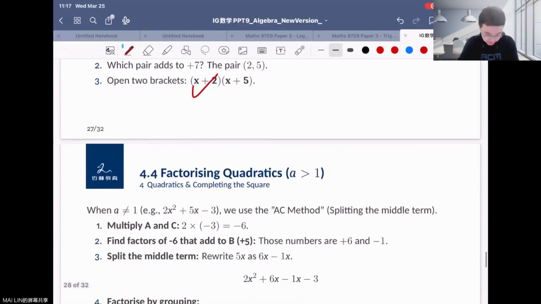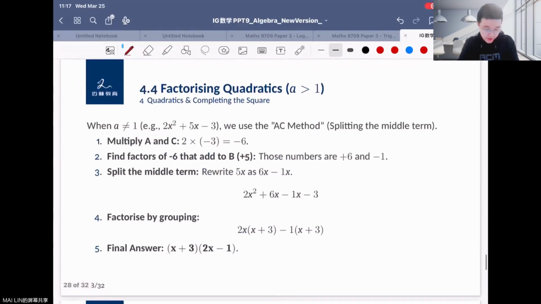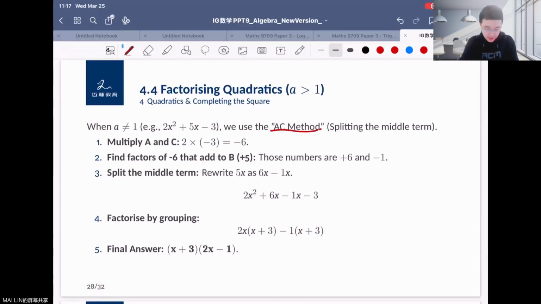Another example: if we have to factorize a quadratic, for example 2x squared plus 5x minus 3, now we use the AC method. AC means we multiply the two parts: A is 2 and C is negative 3, so you get negative 6. After that, you try to make it into factors. First you can write it as 2x squared plus 6x minus 1x, and then minus 3.